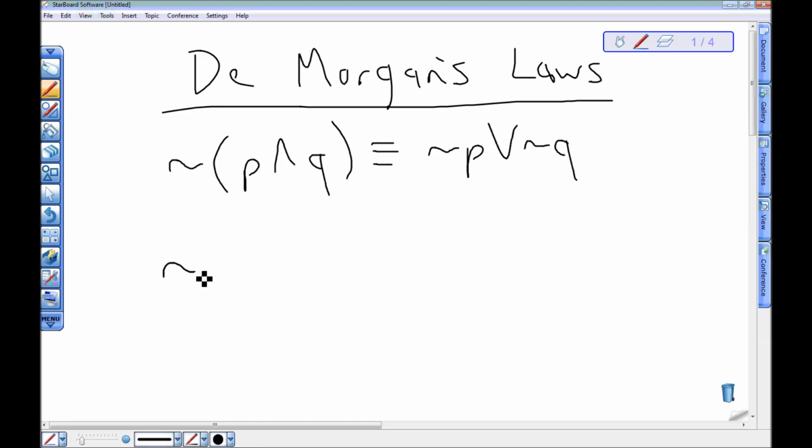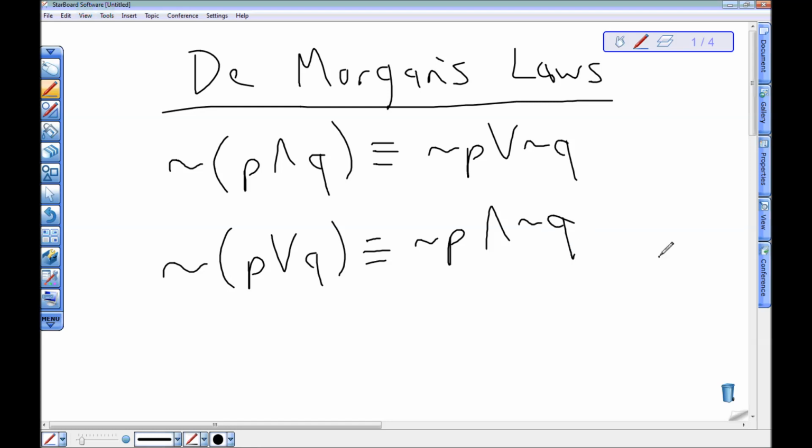It is also true that the statement, it is not true that P or Q, is equivalent to the statement, not P and not Q. So whenever I have some parentheses with either a conjunction or a disjunction in it, I can use De Morgan's laws to write an equivalent statement without parentheses. This can be really helpful when I'm trying to simplify statements.